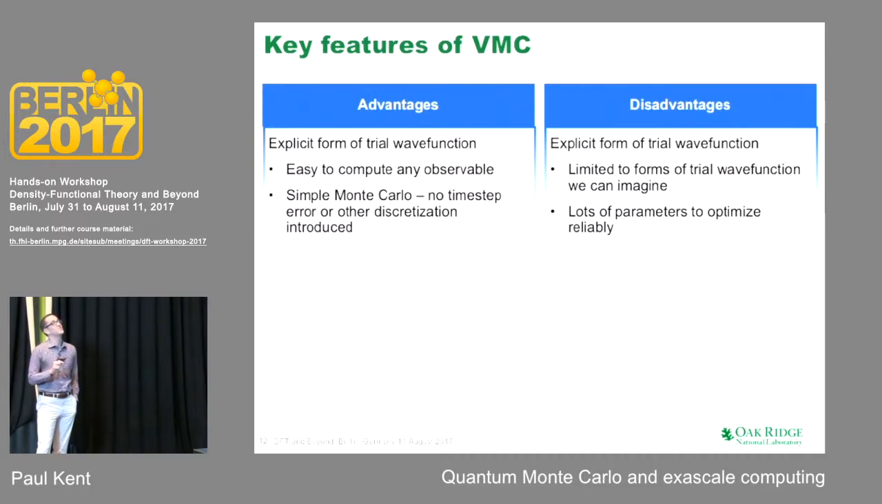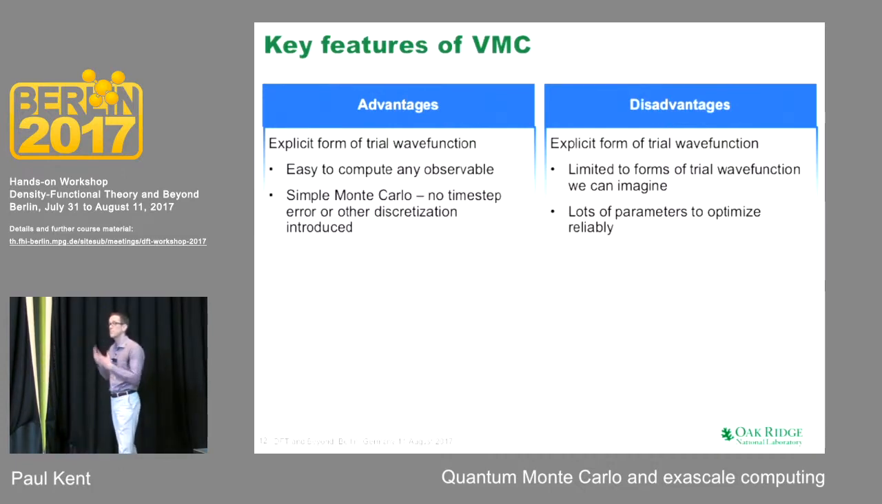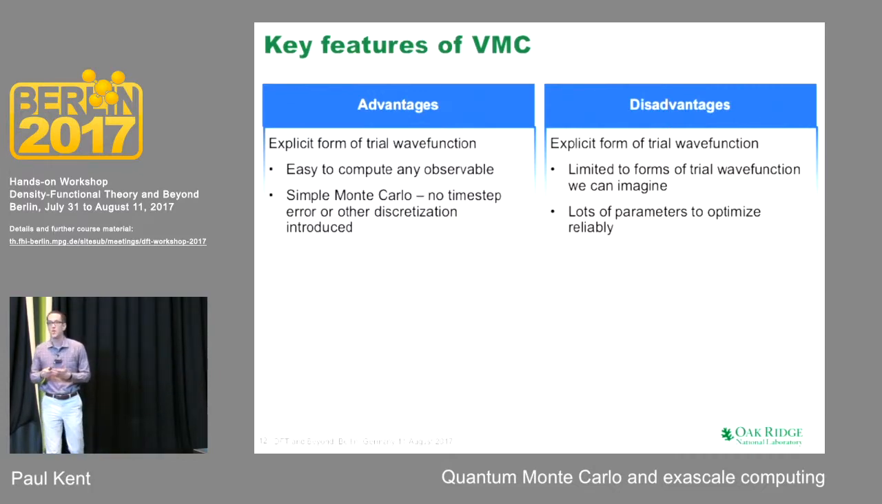The disadvantage, though, is essentially the same as the advantage, right? We've got this explicit form of the trial wave function, so we're limited to what we can imagine. We can put in a pairing wave function in here, a backflow BCS, whatever gives rise to a lower energy.